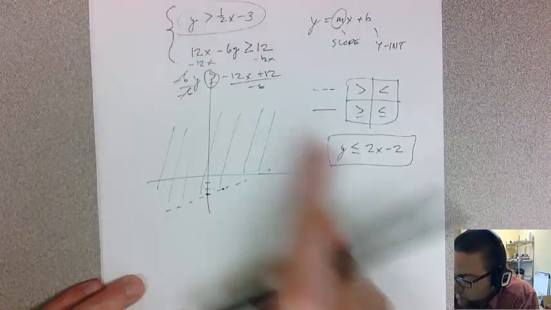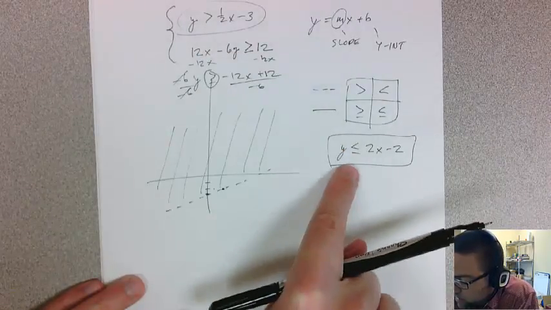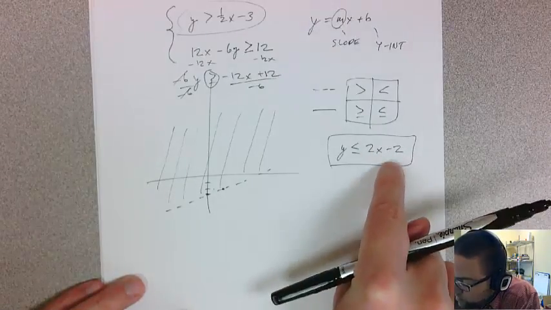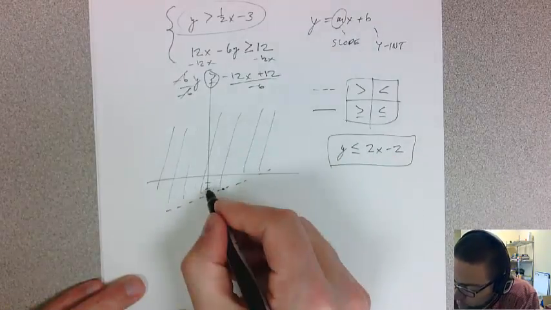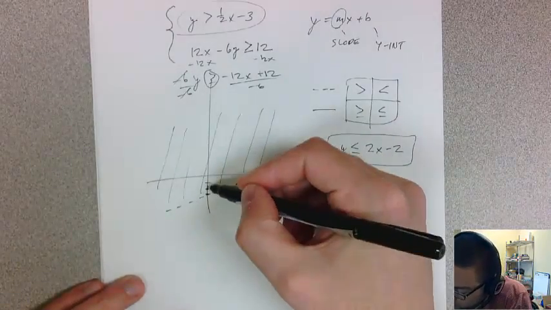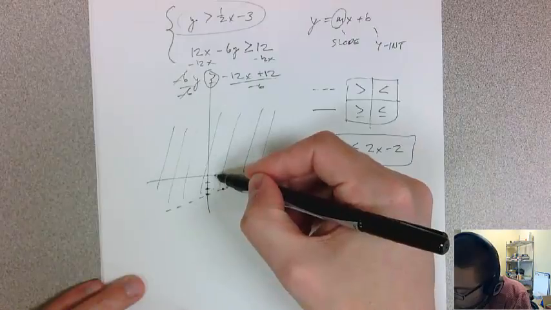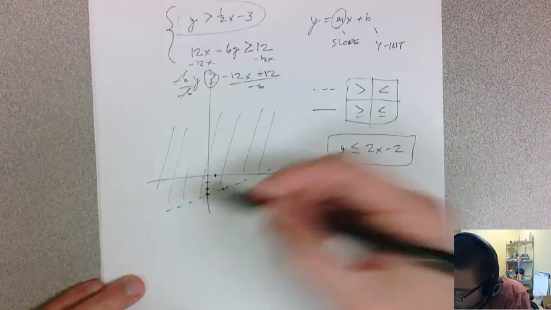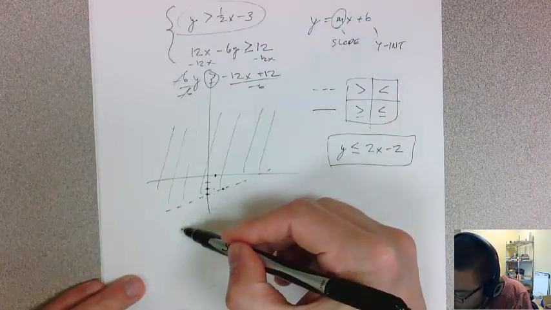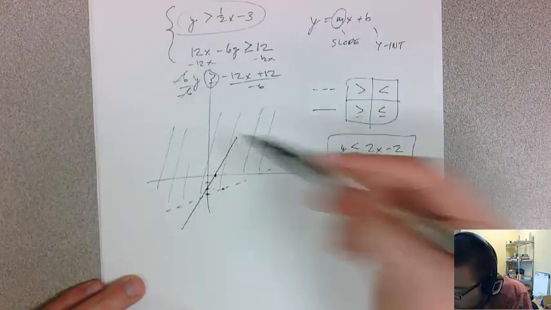It's equivalent to the original inequality, but it's just in a form that I like, so I can graph it a little bit easier. So the y-intercept is -2, so it's just above this one. And the slope is +2, so it's going up 2 over 1. And is it dashed or solid? It is solid. So it looks something like that.